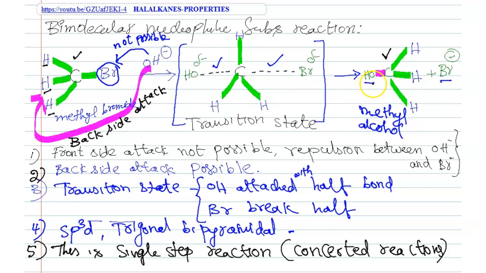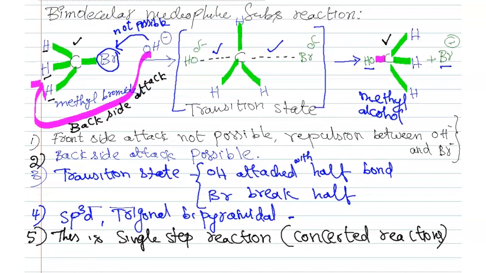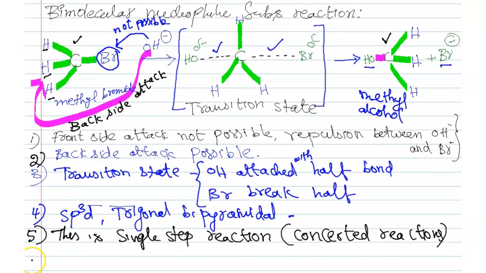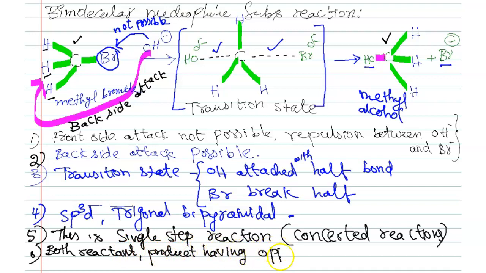So observe the reactant and product. In the reactant, the negative part Br is present at the right side of the carbon. In case of the product, the nucleophile OH, the negative part, is present at the left side. That means both reactant and product have opposite configuration. Did you understand, students? Both reactant and product are having opposite configuration.